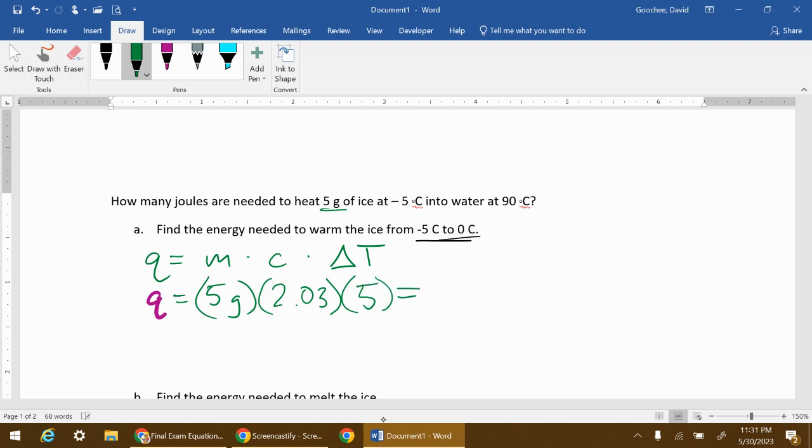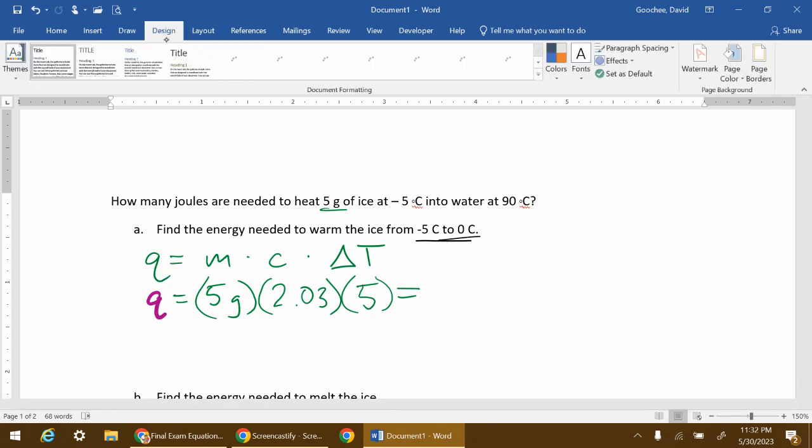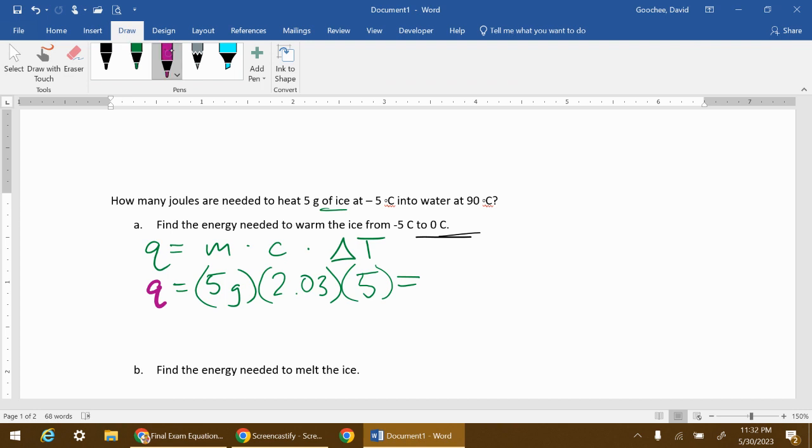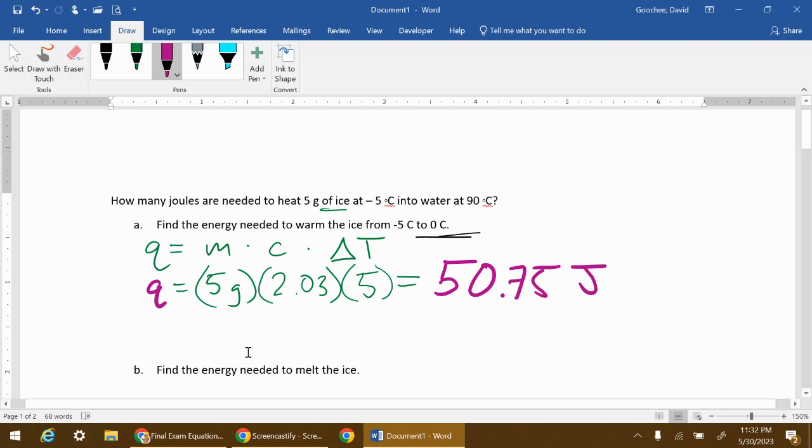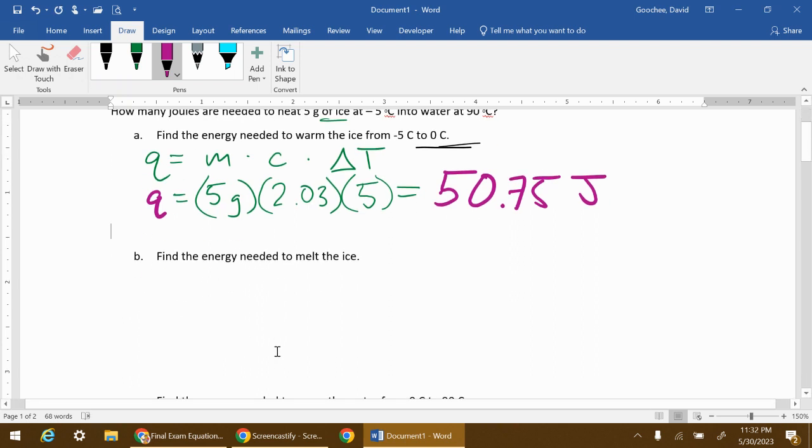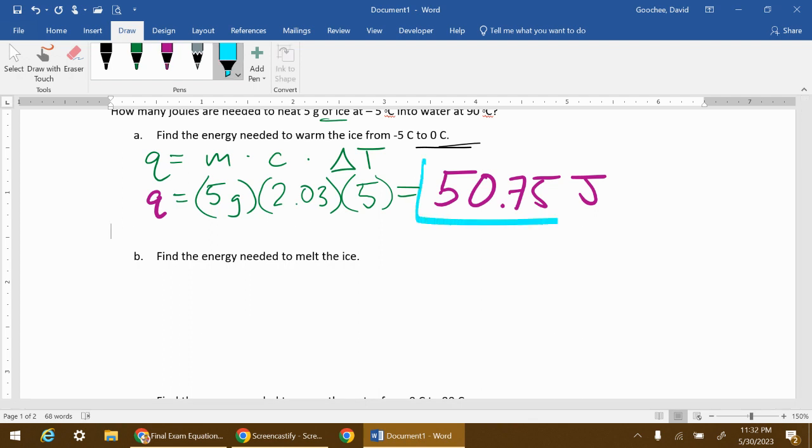So what energy in total is that? 5 times 2.03 times 5. The answer is about 50.75 joules. Okay, so that is the first energy. That's the energy that it just took to warm the ice up to its melting temperature. That's not melting the ice, that's getting it to the temperature where it will melt.